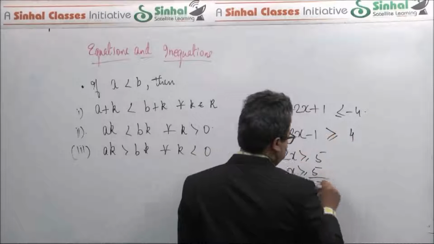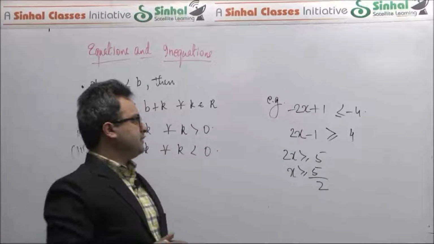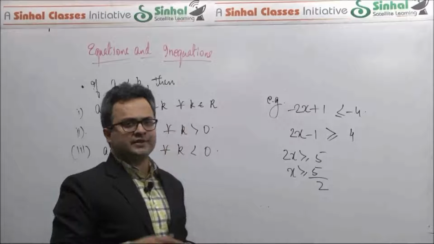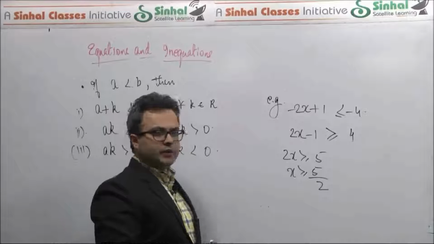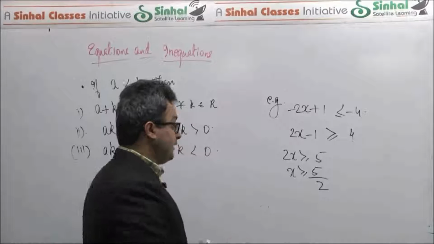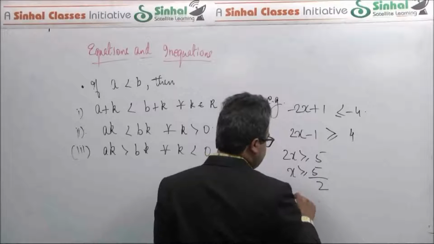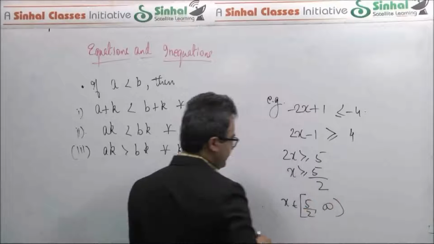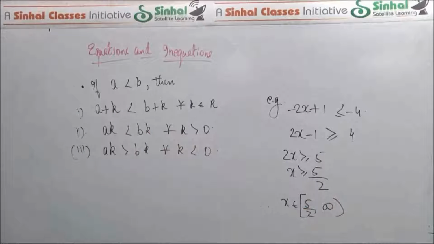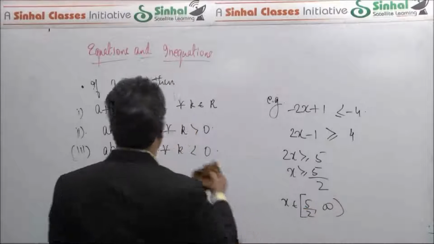So that turns out to be the solution set. The set of values that x can assume is: x can be any value which is greater than or equal to 5 by 2. And again, if we go back to the bracket notation we introduced in quadratic equations, x can belong to the set 5 by 2 to infinity. Right, so these are three basic manipulations that have to be taken care of.